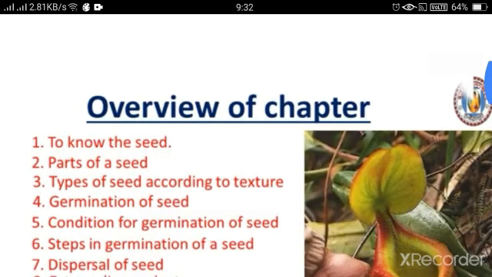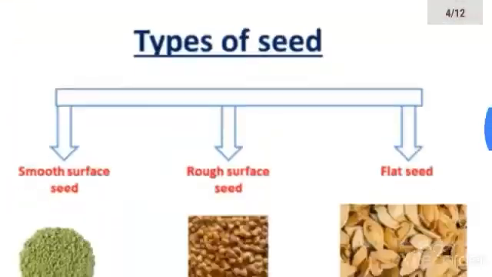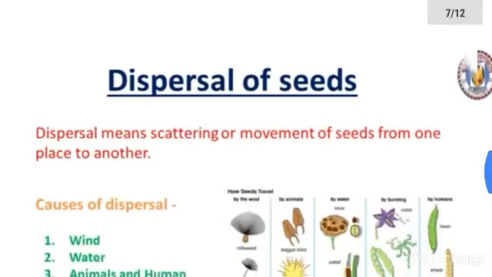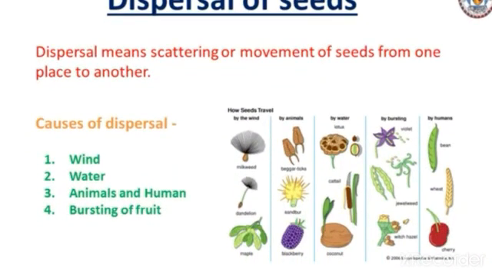Dispersal of seed. This is the scattering or movement of seeds from one place to another place. And I have already told you the causes of dispersal, that is wind, water, animals and humans, as well as bursting of fruits.